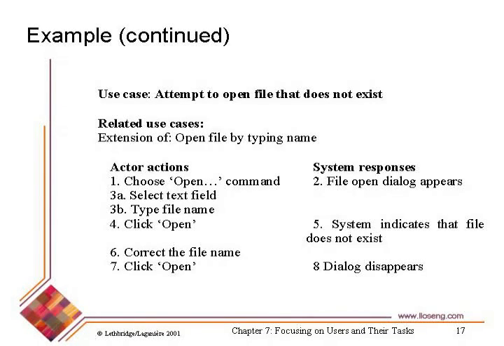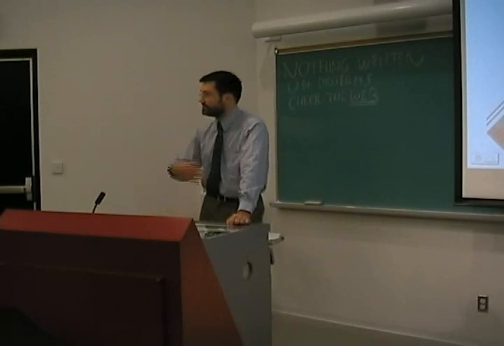How does the user recover from the error is one of the important things that you might well put in one of these use cases describing an exception. Okay? The user corrects the file name, clicks open, and the dialog disappears. Okay? This could go on forever. Step 6 could be repeated.